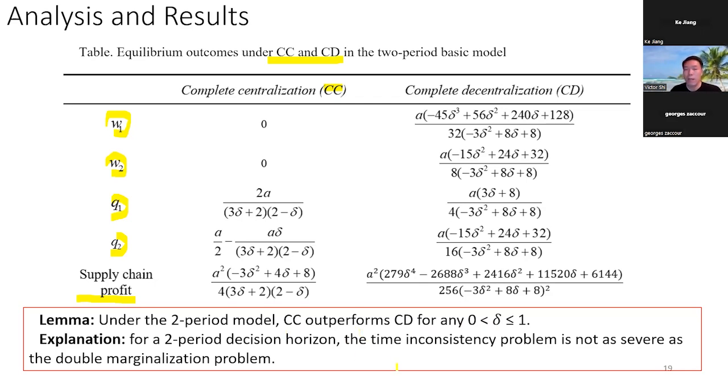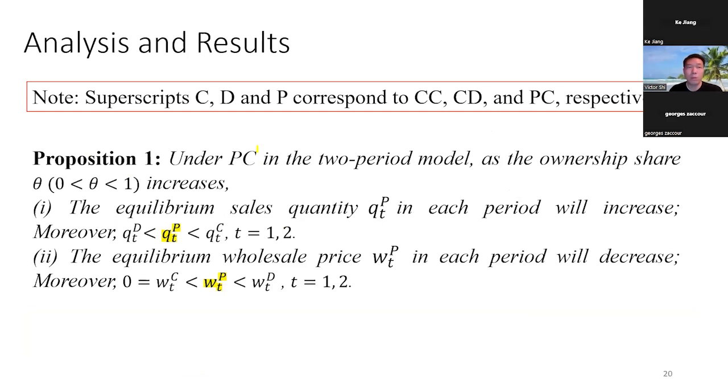Now that means for the 2-period decision horizon, the time inconsistency problem is not as severe as the double marginalization problem, because CC will solve the double marginalization problem, and here it says CC is better. That means probably solving this double marginalization problem is more important in a 2-period model. So that's the first result.